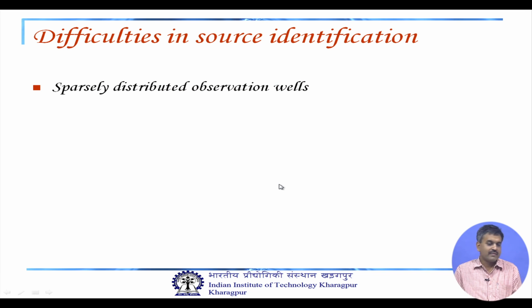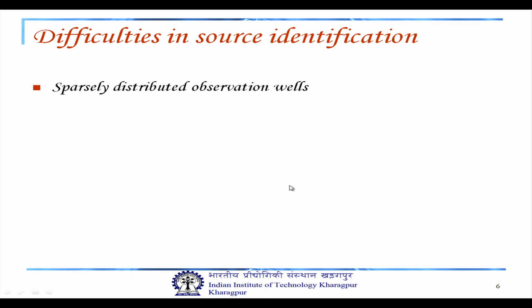Now, difficulties in source identification. One is sparsely distributed observation wells. You already know that sparsely distributed wells are available, and you may get this TBC, or truncated breakthrough curve, from those wells. You may not have complete information for your system, and you have to proceed with partial information.